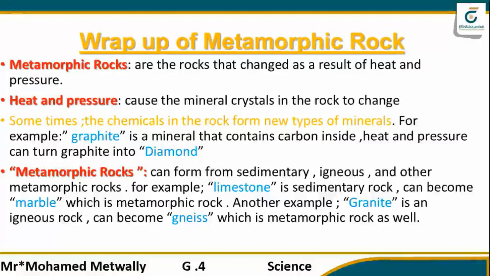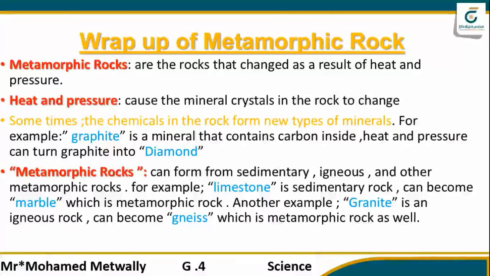Sometimes the chemicals in the rock form new types of minerals. For example, graphite is a mineral that contains carbon inside. When this mineral is heated and pressed, it can turn into diamond. So diamond is a metamorphic rock which mainly comes from graphite when it's heated and pressed.